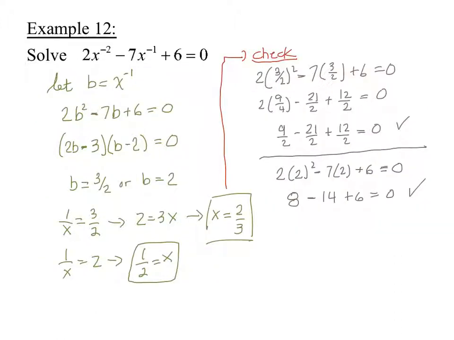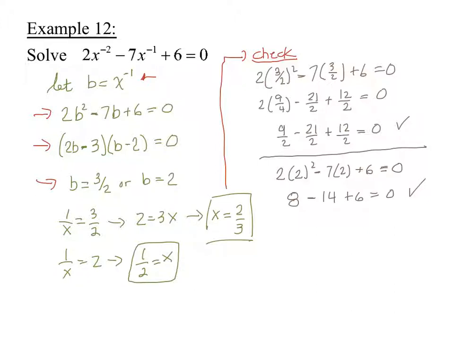So in example 12, we have exponents that are negative exponents. So now we're going to substitute, let b is equal to x to the minus 1 power. So now we have 2b squared minus 7b plus 6 is equal to 0. We see again that this is factorable into two factors: 2b minus 3 times b minus 2 is equal to 0. b is equal to 3/2, or b is equal to 2.